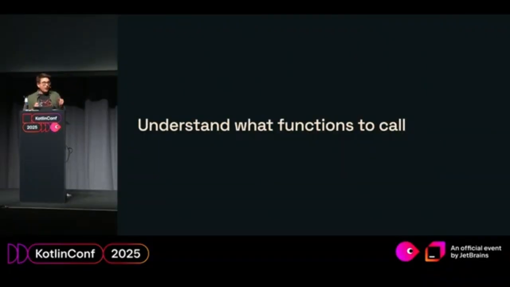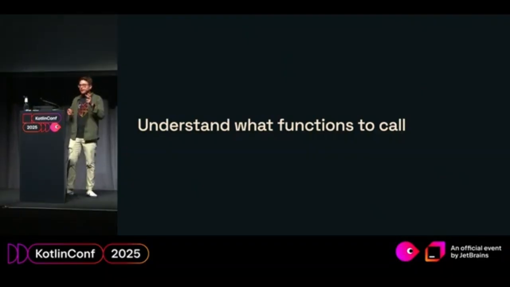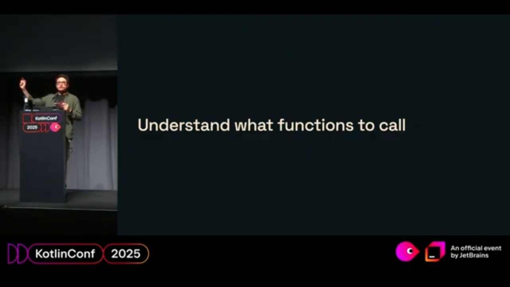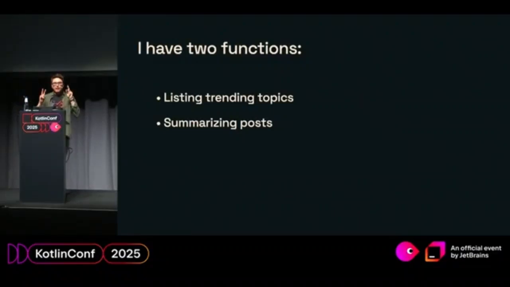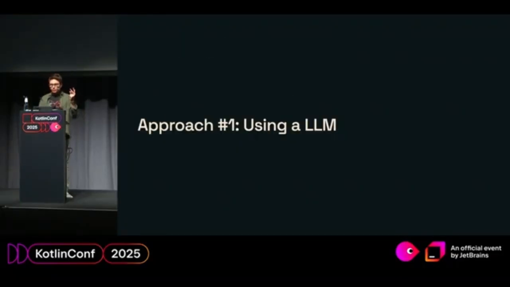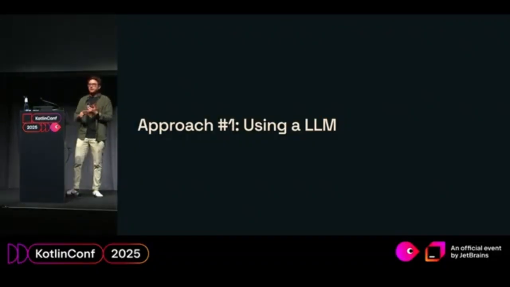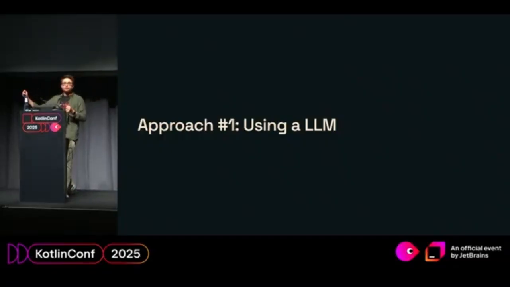So basically, what we have to do now is understand what functions to call. All right, so our bot, based on the message from the user, needs to understand, okay, what function should I call inside of the application? We're going to have 2 functions, the listing trending topics and the summarizing posts. All right? And the way we can identify these functions, we have 2 approaches to do so. The first one is using an LLM, and this is what Spring AI does, for example, or what LangChain does when you call the .tools function.